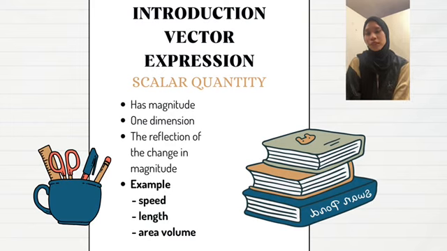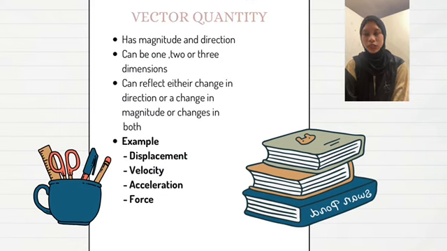I'm going to begin with our topic. So, introduction: vectors have two expressions of quantities. First, scalar quantity. To recognize a scalar quantity, it must have magnitude, one dimension, and reflect the change in magnitude. For example, speed, length, area, and volume. Another expression is vector quantity. To recognize a vector, it has magnitude and direction. Other than that, it can be 1, 2, or 3 dimensions. It can also reflect either a change in direction, a change in magnitude, or changes in both. For example, displacement, velocity, acceleration, and force.